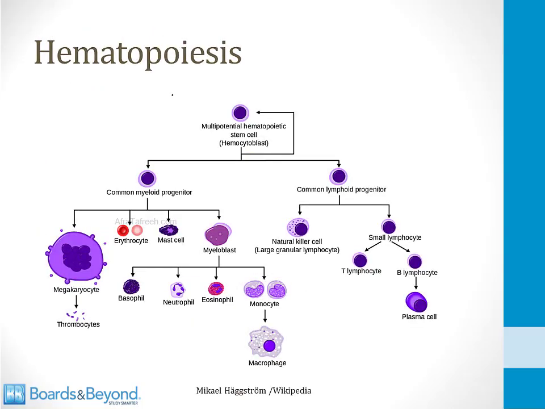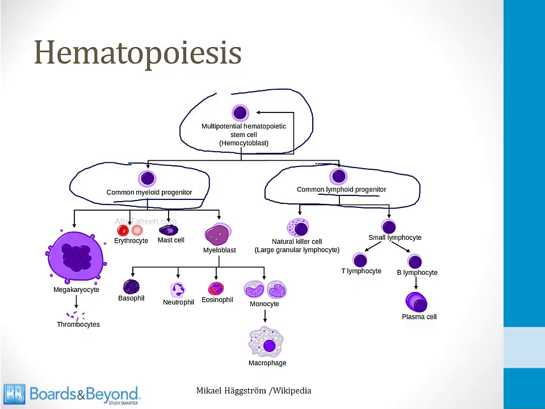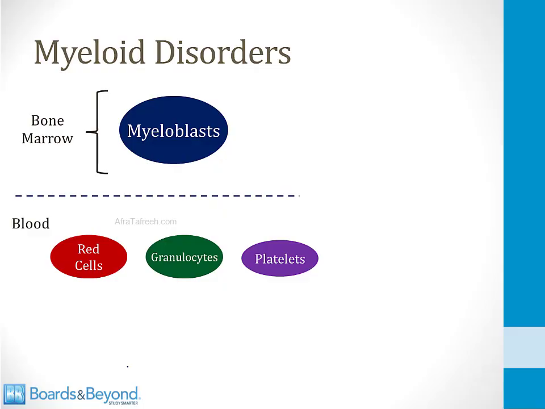Let's briefly review normal hematopoiesis. All white blood cells derive from a pluripotential stem cell. These stem cells can differentiate into either myeloid progenitors or lymphoid progenitors. If one of the myeloid progenitors becomes cancerous, this can lead to a myelogenous leukemia. If one of the lymphoid progenitors becomes cancerous, this can lead to a lymphoid leukemia. On the myeloid side of things, you can have a malignancy that arises from myeloblasts. This will lead to an acute myeloid leukemia, which we'll talk about in this module.